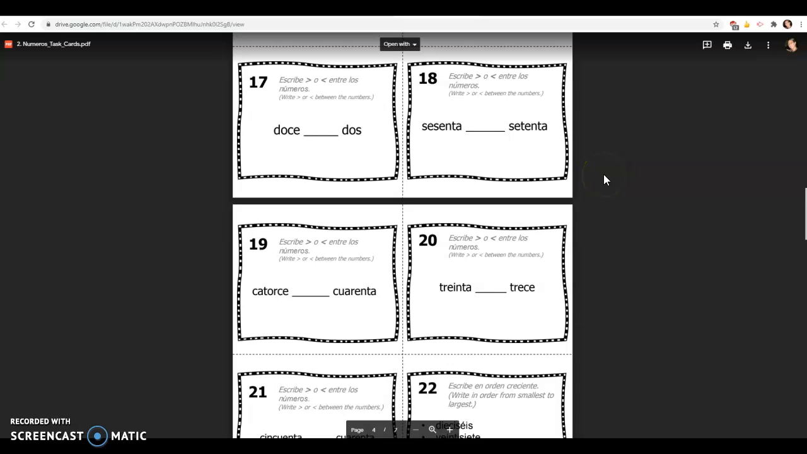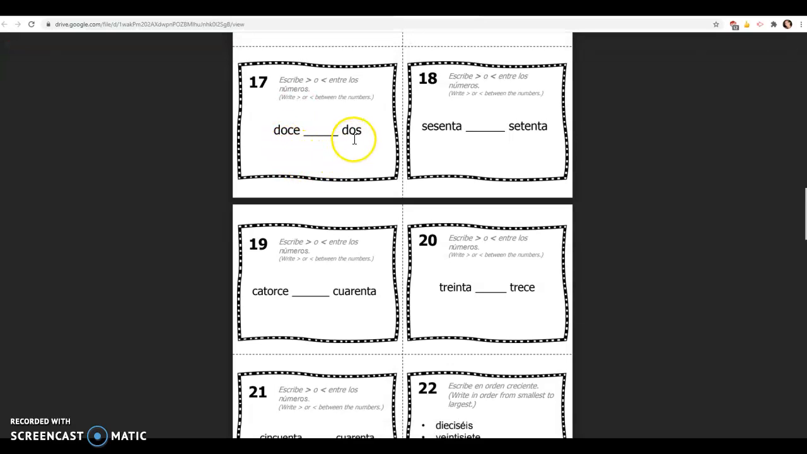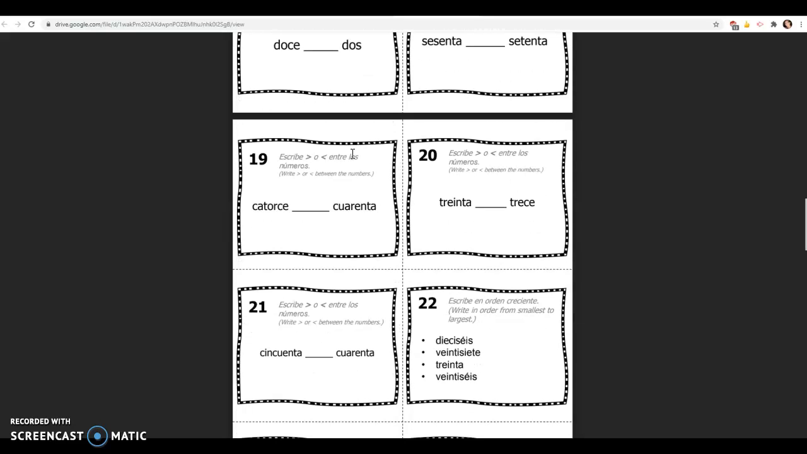Then when you get to 17 and 18, it just says write greater than or less than between the numbers. So that's what you're going to figure out. Is 12 greater than or less than dos? What you need to do is look at your list, figure out what those are, and then you'll be able to figure that out very quickly.